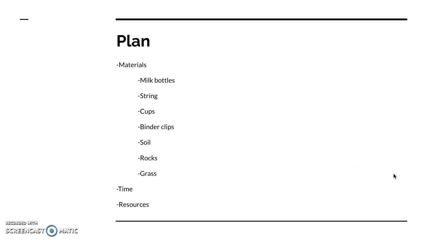So I started out with my plan, same thing I did with the periscope. I wanted to gather my materials first. So I was looking for milk bottles, string, cups. I used binder clips, soil, rocks, and grass. I tried to do as much as I could to make it match the example we were given, but I had to wing some things based off of what I had. Again, I had to plan out some time because this did take quite a bit till I could get everything together, set up, and actually do the experiment. And then resources, I did use the resource that was provided by Dr. Dietrich this week.